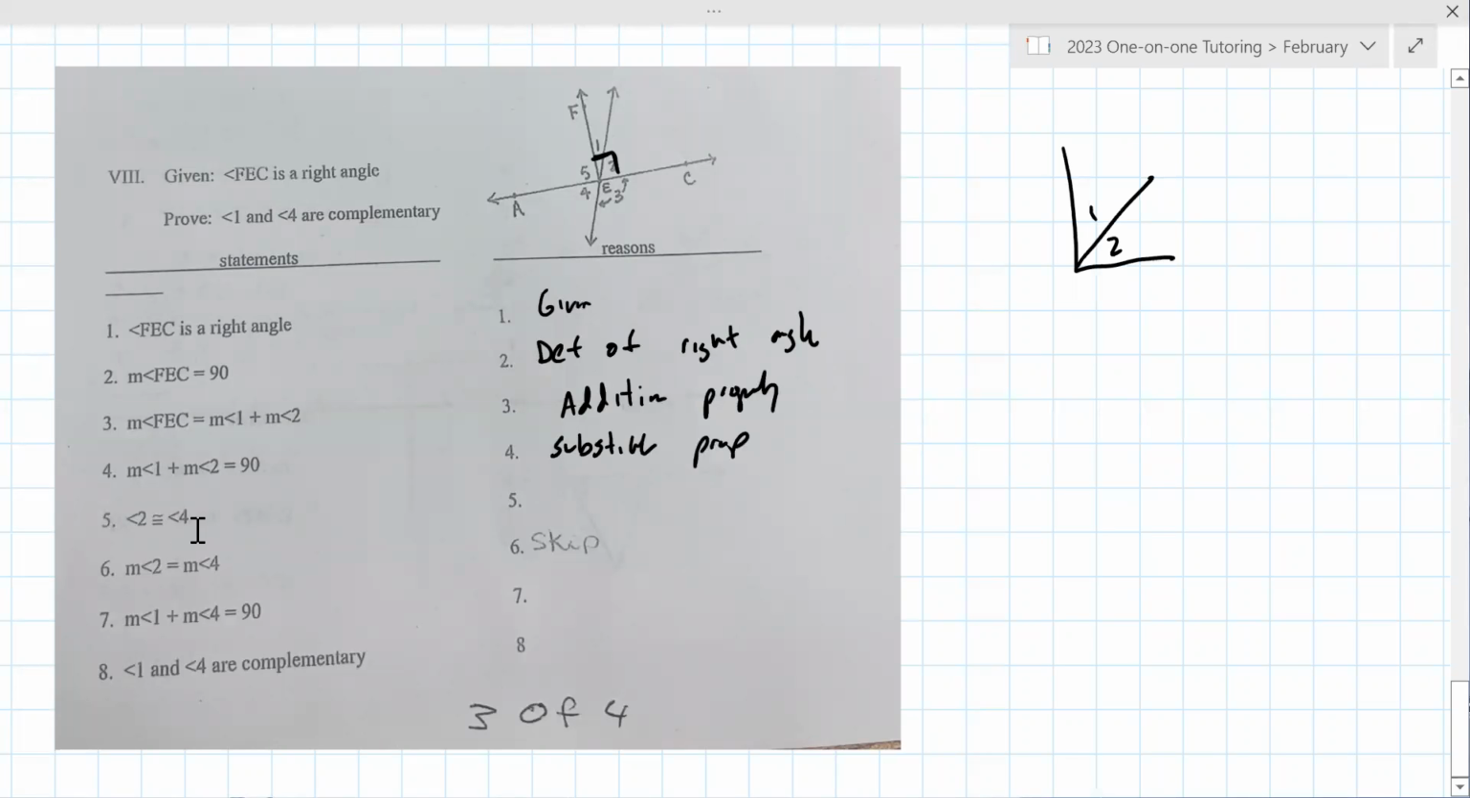All right, now angle 2 congruent to angle 4. That's kind of an odd one because it's like, where did that come from? If you go to the picture here, though, it is vertical angles.